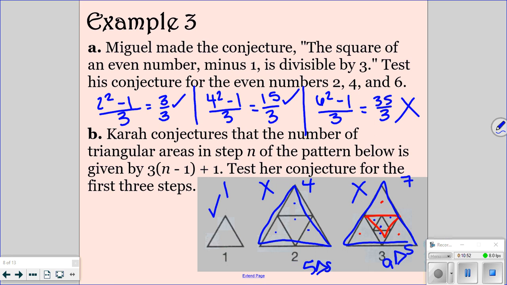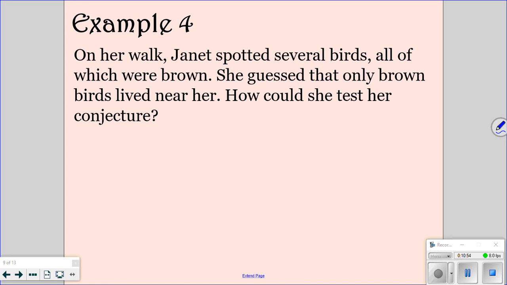Okay, looking at the next example. On her walk, Janet spotted several birds, all of which were brown. She guessed that only brown birds lived near her. How could she test her conjecture?